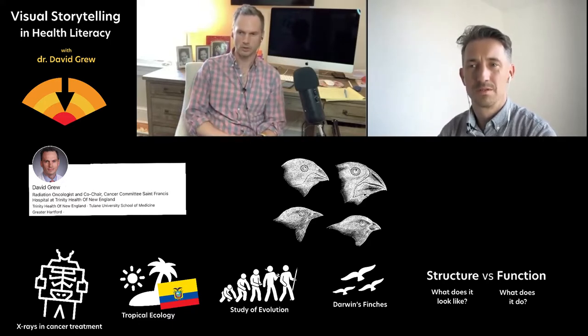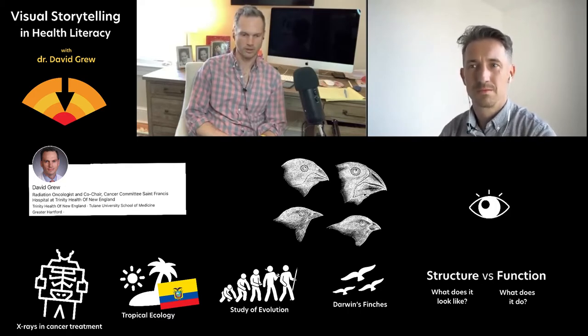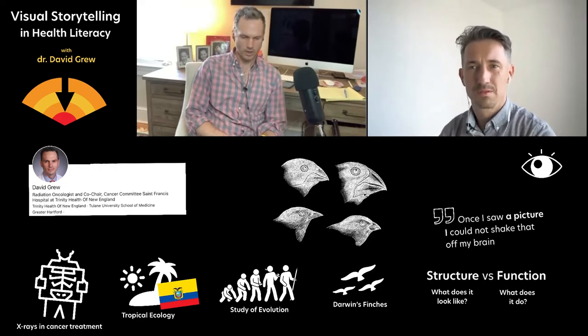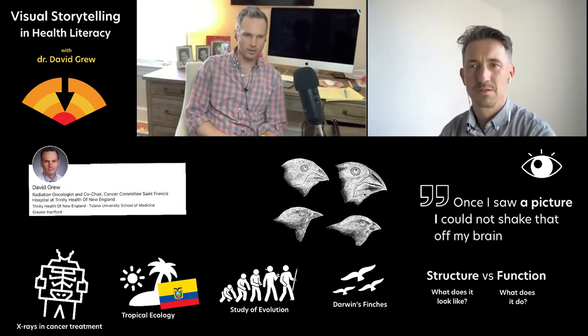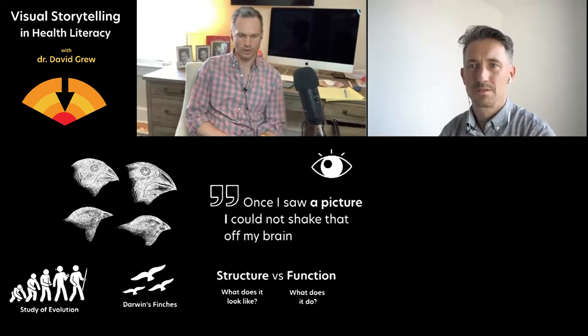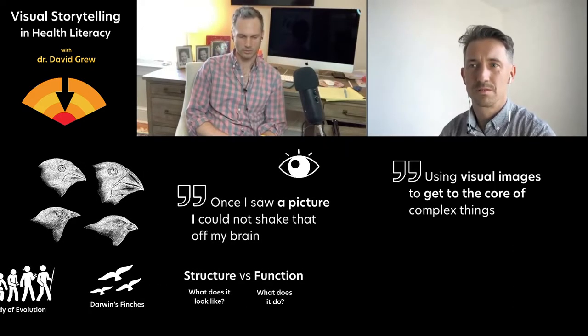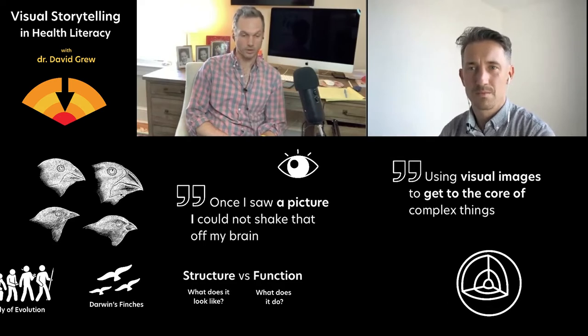You could read as much as you want about the concept of natural selection and evolution. But once I saw the image of that, I could not shake that from my brain. That really locked that in. So I ended up deciding not to be an ecologist, but the concept of using visual images to really get to the core of understanding complex concepts like natural selection stayed with me.